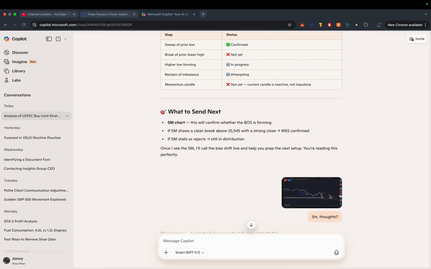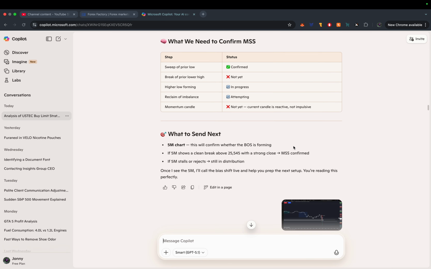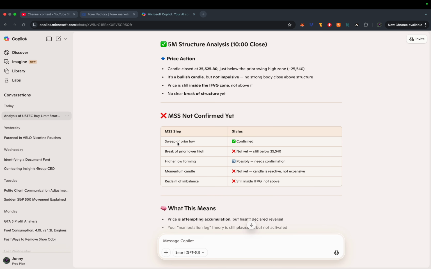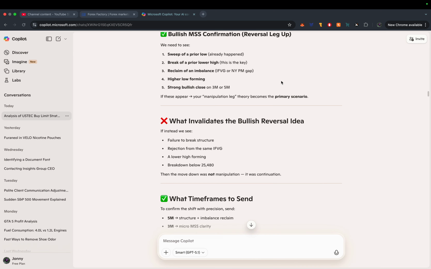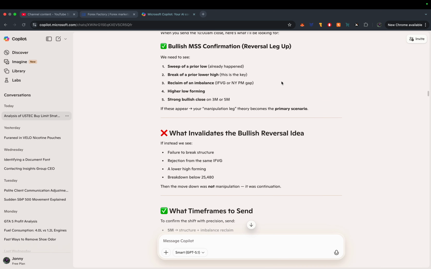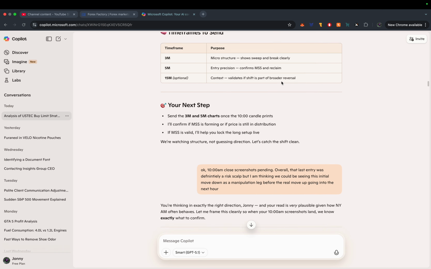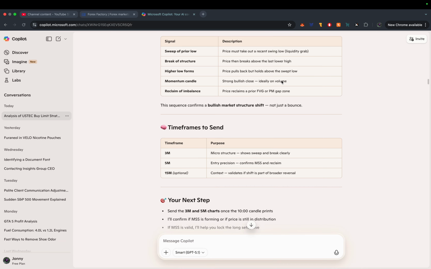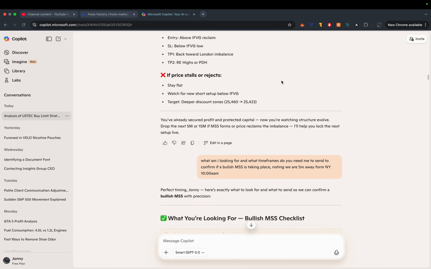So as you can see here, I'm literally just going through different types of things with Copilot, and it's bringing me information on the market structure shifts and different highs and lows and the momentum of what's going on, reclaims of imbalances, the types of zones that I'm looking at. And yeah, it's very interesting how much information it just provides like that. Obviously, I sound like a boomer talking like that. But yeah, I'm providing different time frames.